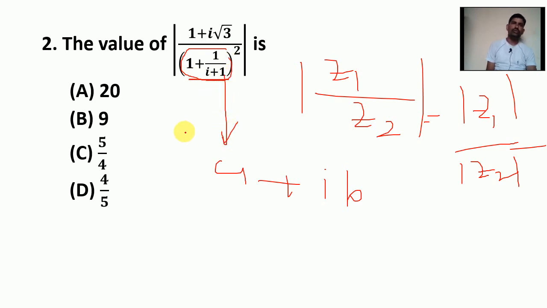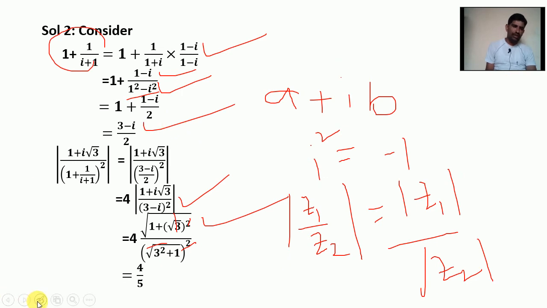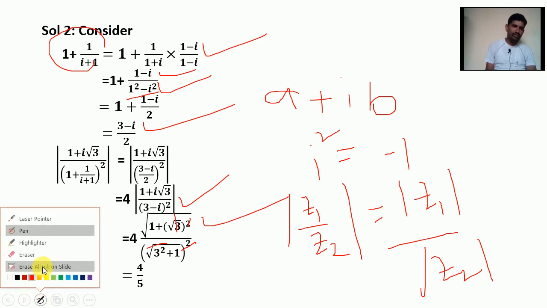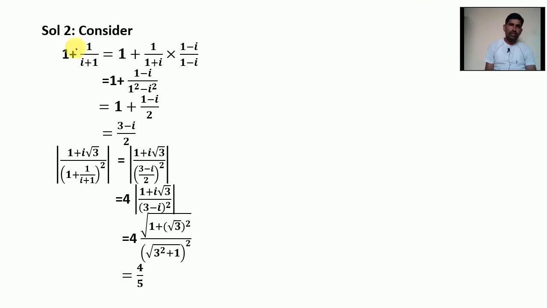See students, I will remove this one. Now it is very clear. We are taking only the part that is the denominator. So this is iota plus 1, multiply and divide with 1 minus iota by 1 minus iota. (a plus b)(a minus b) is a square minus b square, so again this is 2.